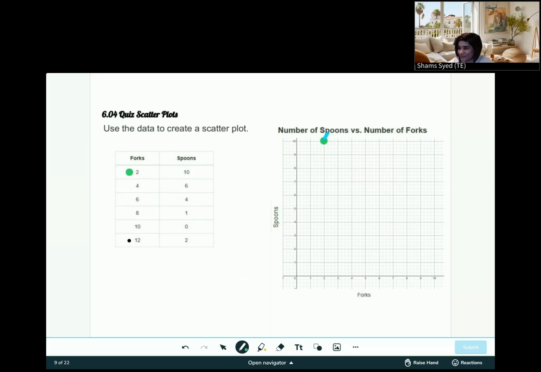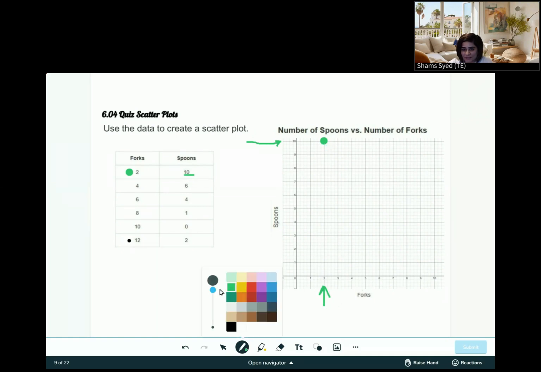Nope, somebody has a thumbs down. Brianna? This is how I will guide you further. Forks are 2, right, Brianna? Forks are 2. How much do I go up? Go up 10, and you mark your green dot. Forks are 2 and spoons are 10.